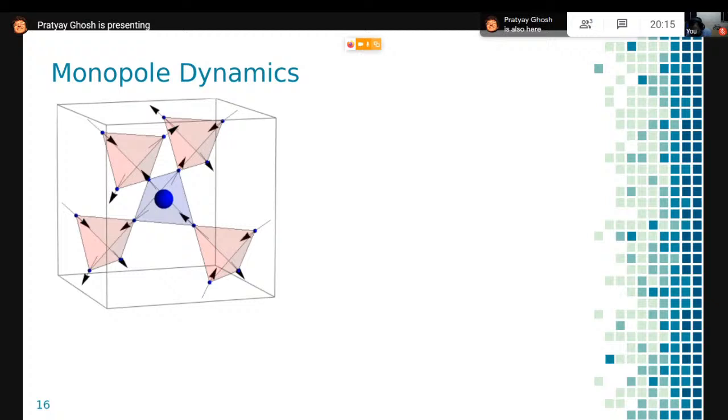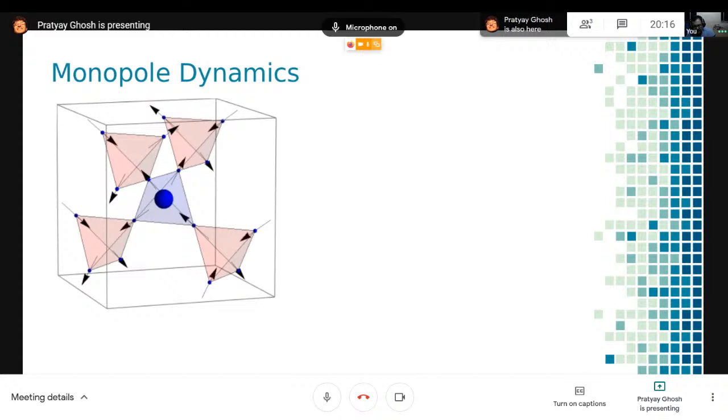And the interaction, as I said, is like electric charges: if you have two charges lying a large distance apart, there is still a Coulomb interaction between them. Similarly, if you separate two monopoles, not infinitely, but by even a large distance, you will always feel an interaction acting between them.